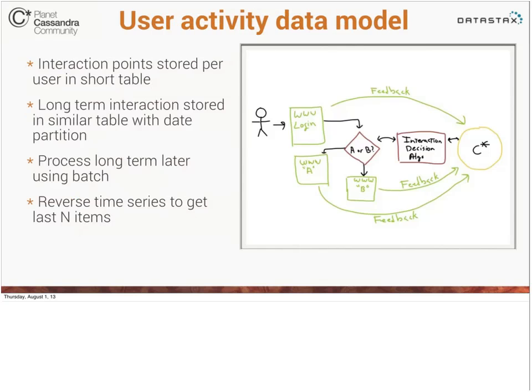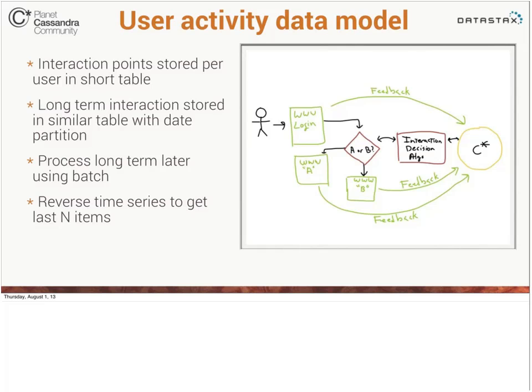So my activity data model is somewhat different. This is more of a flow diagram sort of thing, where the interactions are stored per user in a very short table. Let's say someone logs into the website, we have a decision engine that can make things happen. As things are happening, we can take these long-term interactions and store them later, but we can also interact with them now and make decisions.